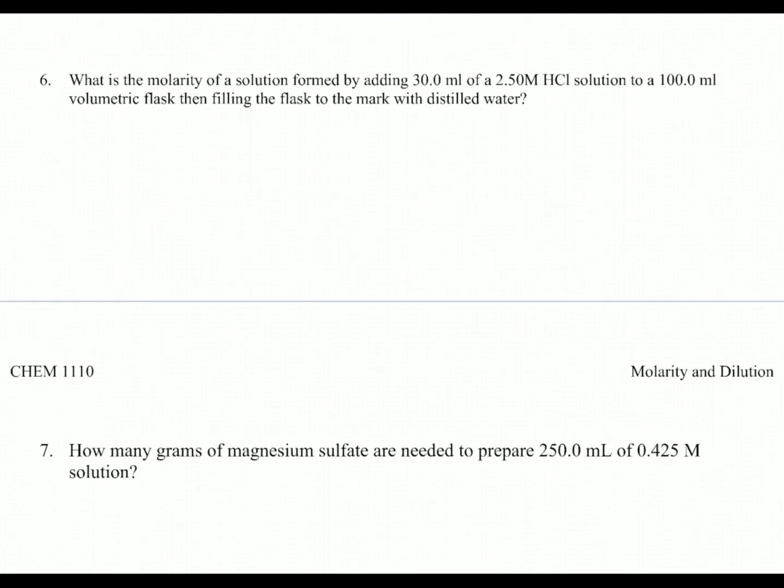Alright, number 6. What is the molarity of a solution formed by adding 30 mils of 2.50 molar HCl solution to a 100 ml volumetric flask, then filling the flask to the mark with distilled water? So what are we actually doing? We're taking a small volume of this solution, we're adding it to another flask with a total volume of 100 mils, and adding water up to the mark, and it wants to know what is the concentration of the new one. So this would be your concentrated solution.